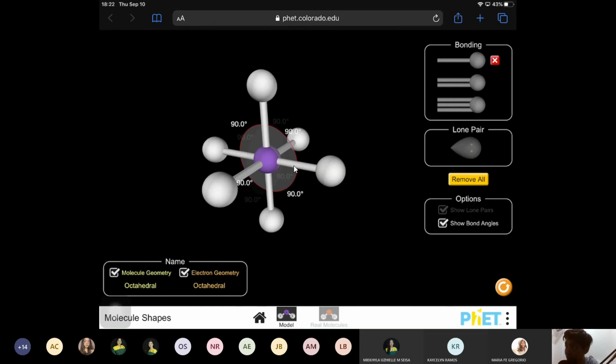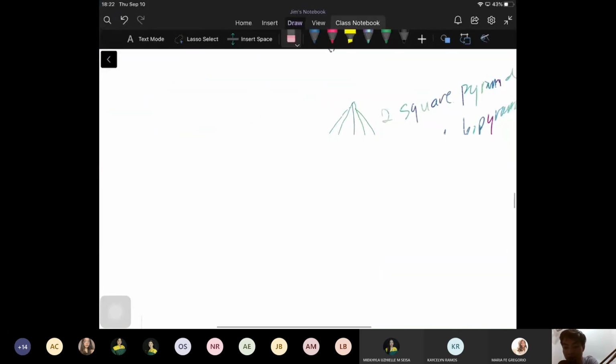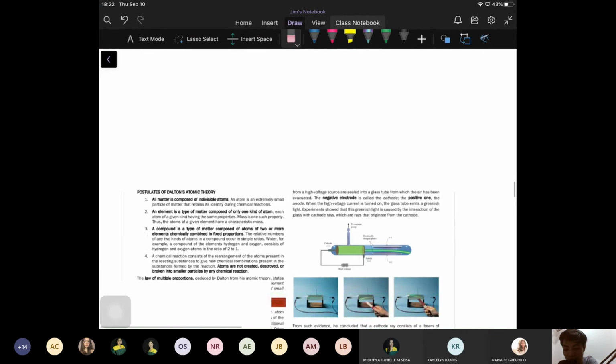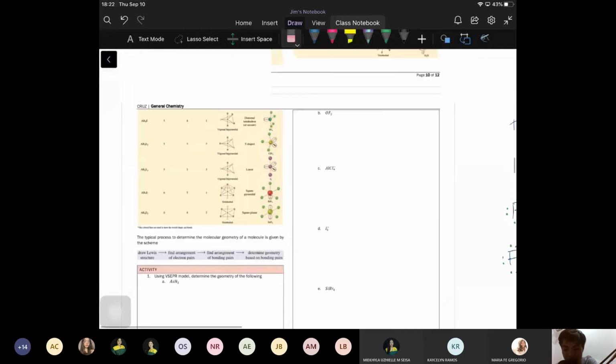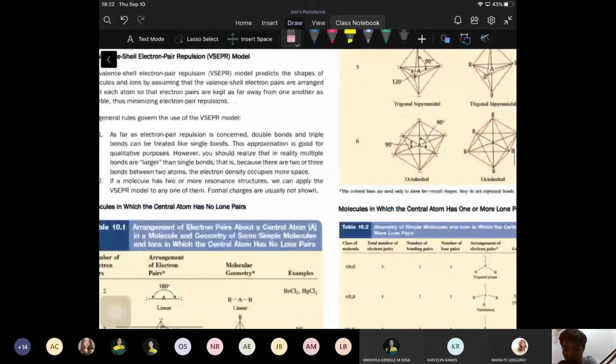If we connect the square base to the vertices, sa taas at sa baba, makagawa tayo ng square pyramid. No? So, yun yung idea. So, those are the basic shapes that our atom will assume, our molecules will assume in 3D space. So, yun yung concept. So, kailangan ba kabisaduhin yun?